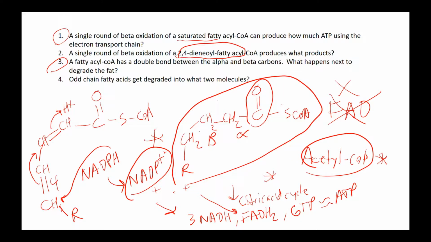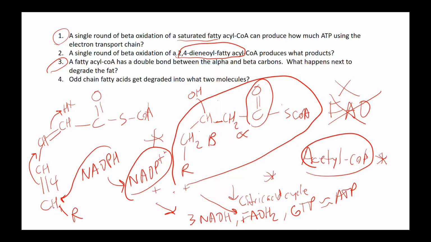This is the beta carbon here. It says there's a double bond between those two. So we have a double bond right there. Well, that's the proper position for normal beta oxidation. So what happens next is hydration. So we hydrate carbon number 3. That's the answer for number 3 there, giving us that product.